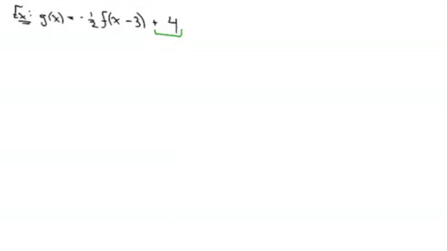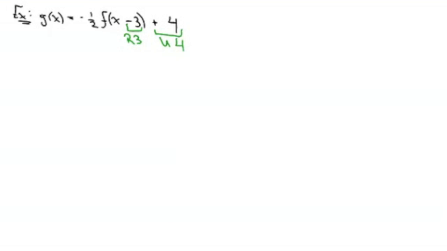Which way is it moving? Up. So this is going up 4. I usually just write U4. What's the -3 doing? Moving it to the right. Inside, you go the opposite direction. So this is going right 3.